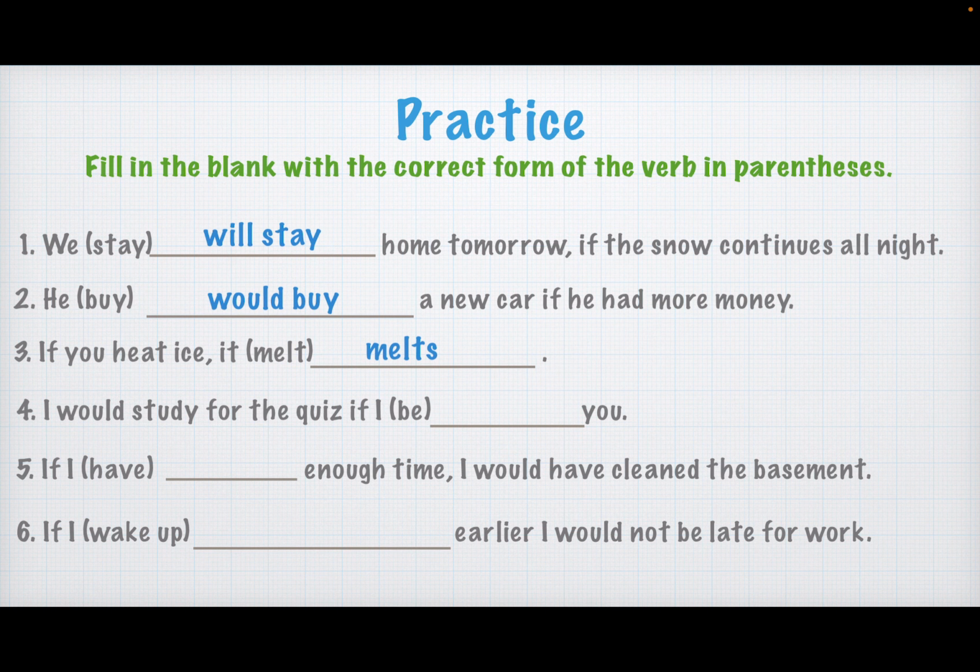And number 4, I would study for the quiz if I were you. So there's that tricky be verb for the second unreal conditional. Want to use simple past tense there, but use the were form instead of was for the be verb.